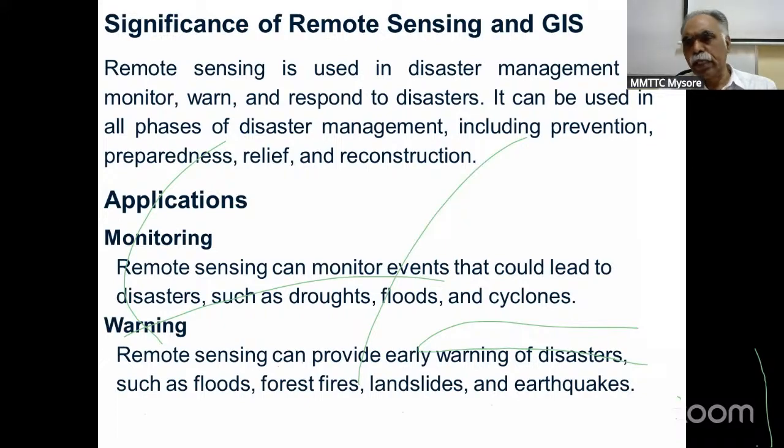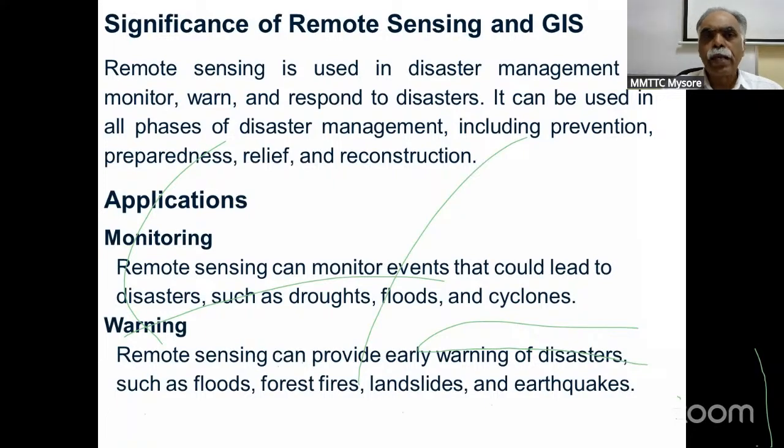So this includes prevention, preparedness, relief, and reconstruction. Up to preparedness, the whole thing is pre-event management only. So I had to first decide how to prevent it, how to prepare for the event, how to give relief, and how to reconstruct the destroyed or damaged places. All this can be done before the event, keeping ourselves in a ready mode, ready to face the event.